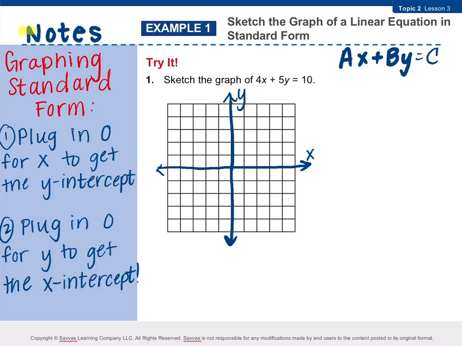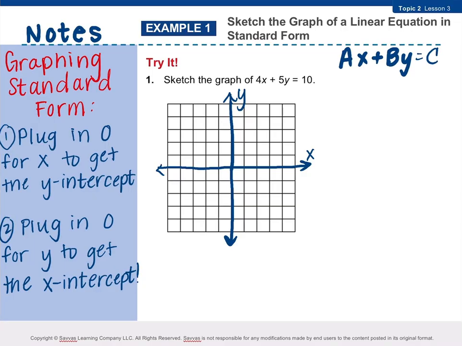Instead, if you look at the notes, we have 2 steps for graphing in standard form. Just like every other form, we have 2 steps because we want 2 points. And actually what we're going to do is find the x and the y intercept. So step 1, plug in 0 for x in the equation and solve to find the y-intercept, and then plug in 0 for y in the equation to get the x-intercept. So those are my 2 steps.